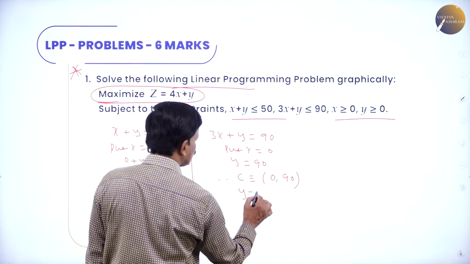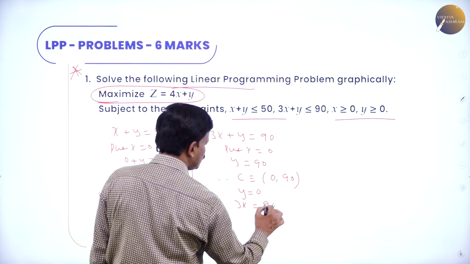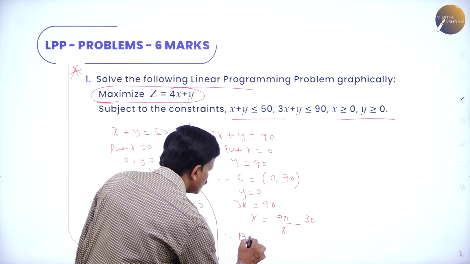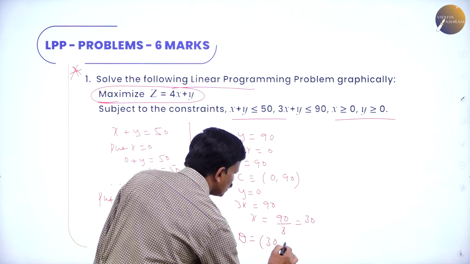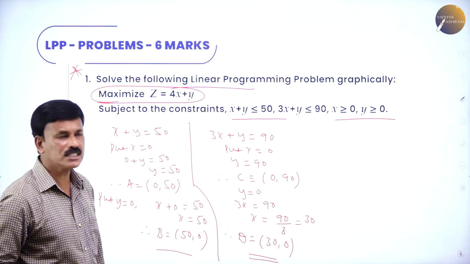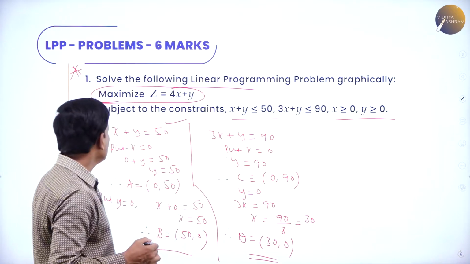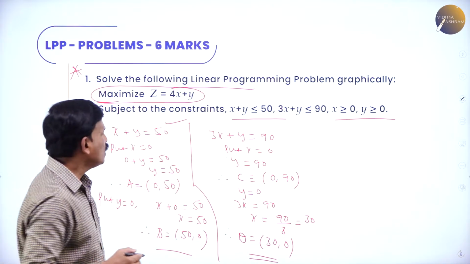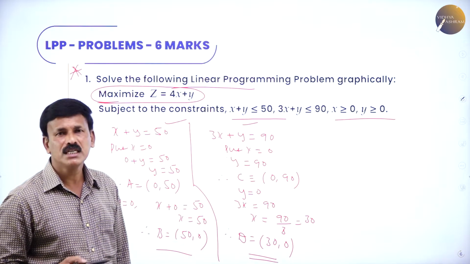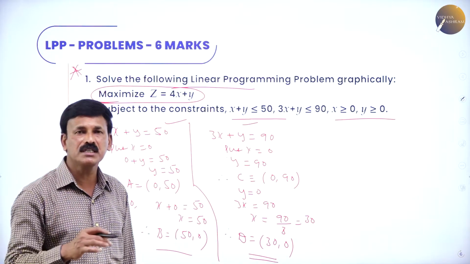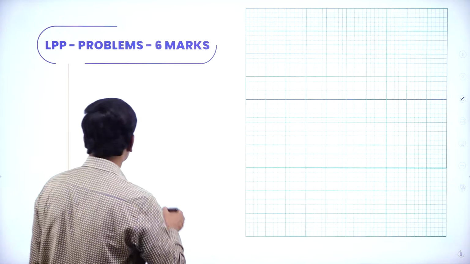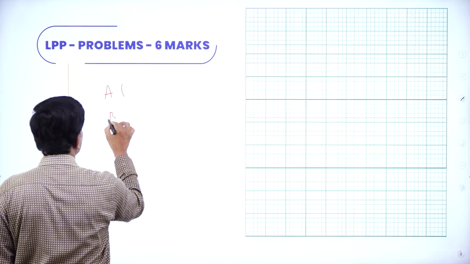Again, put y is equal to 0. You will get 3x is equal to 90, x is equal to 90 divided by 3 is equal to 30. Therefore, the coordinates of D are 30, 0. Thus we got A, B, C, D, the coordinates for the two lines: x plus y is equal to 50 for the first line, and 3x plus y is equal to 90 for the second line. Represent these in a graph sheet by taking a suitable scale on the x and y axes. That's all. Okay, I will draw the graph. What are the points? A, B, C, D.